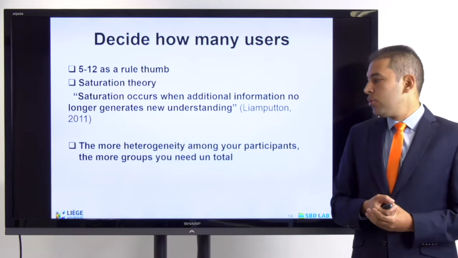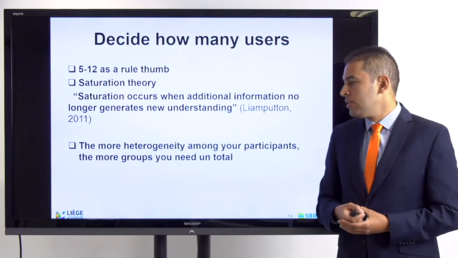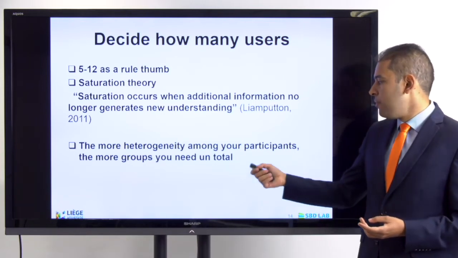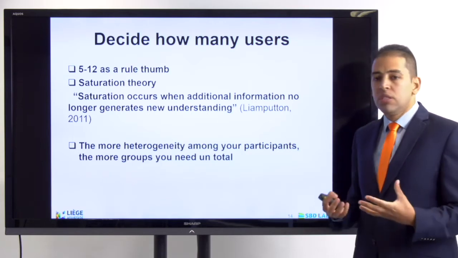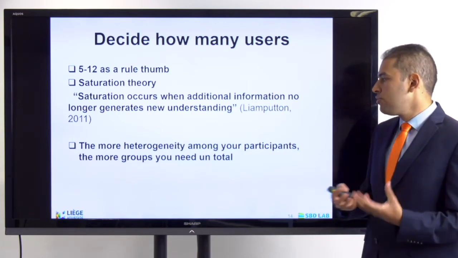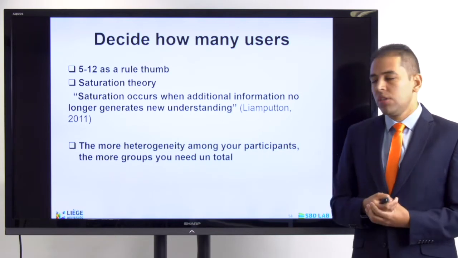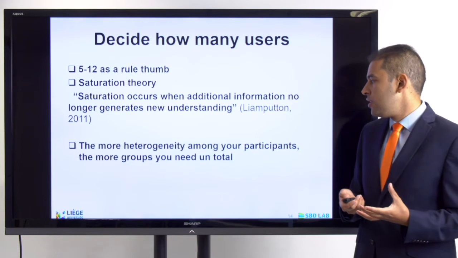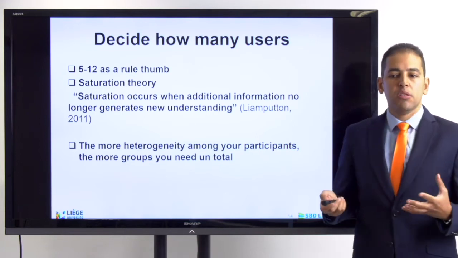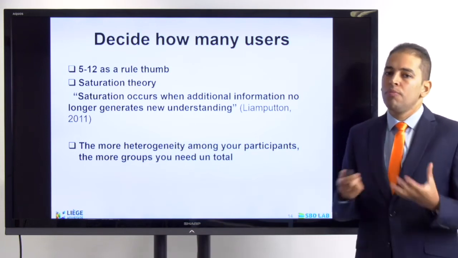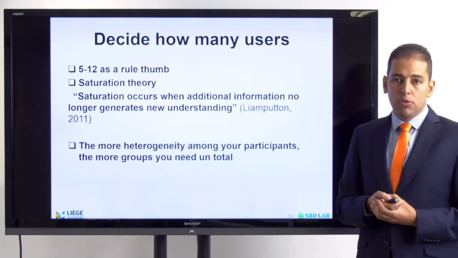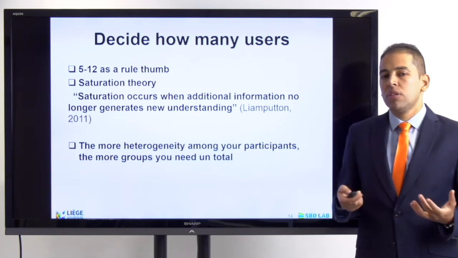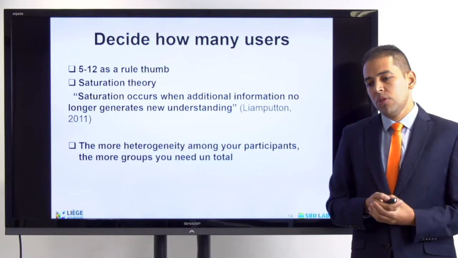It's also important to keep in mind that the more heterogeneity among your participants, the more groups you need in total. So try to make sure that there is a kind of heterogeneity in your work. If you have a homogeneous group, it might be biased towards this group. So heterogeneity will be another aspect to look at, but it depends on the phase of your usability testing.